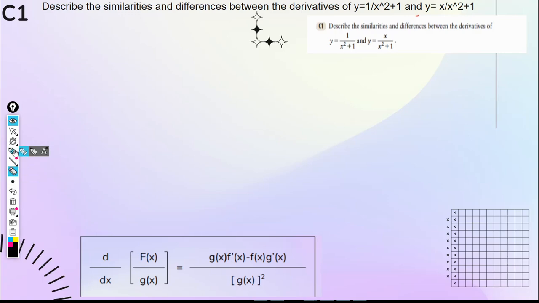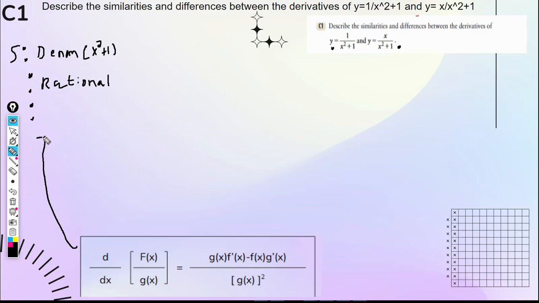we'll use black for this. We'll use S for similarities. The denominator would be the same, so we'll put denominator, and we'll put bracket x squared plus 1. Another similarity is it's a rational function, so we'll put rational. Another similarity we see is it requires the quotient rule. We'll put it as QR, okay?